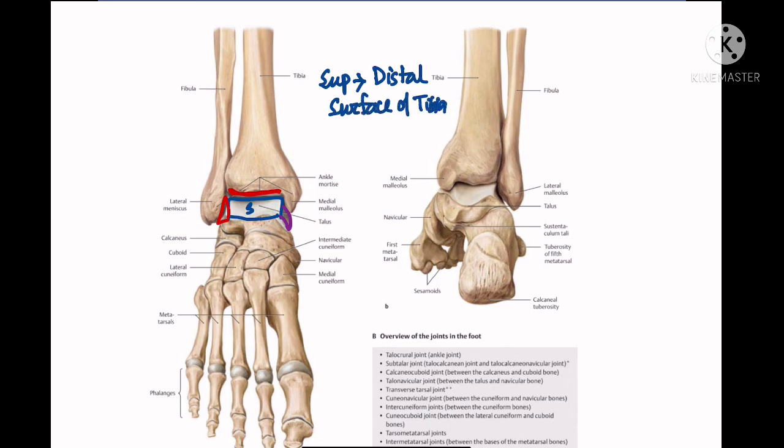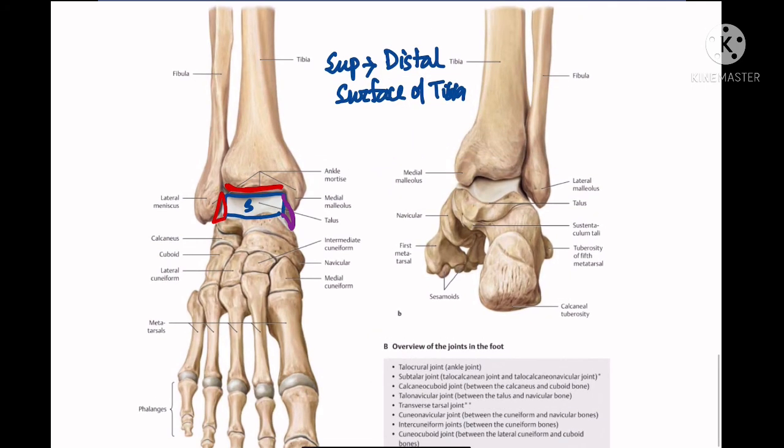Similarly, the medial and lateral surface. If we see the medial surface, this one, it articulates with the articular surface of the medial malleolus. Which one is the medial malleolus? Let me show you. The medial malleolus is a triangular projection from the lower end of the tibia. This is called the medial malleolus. So the medial surface will be articulating with the medial malleolus.